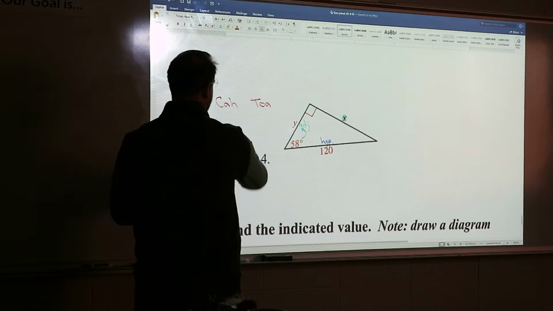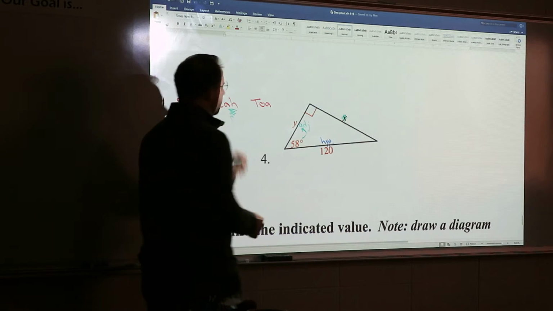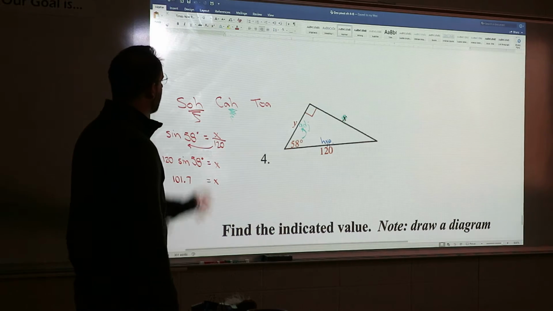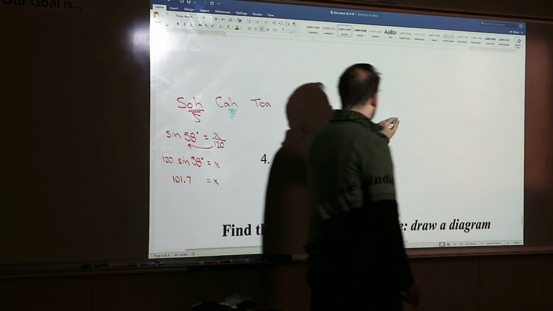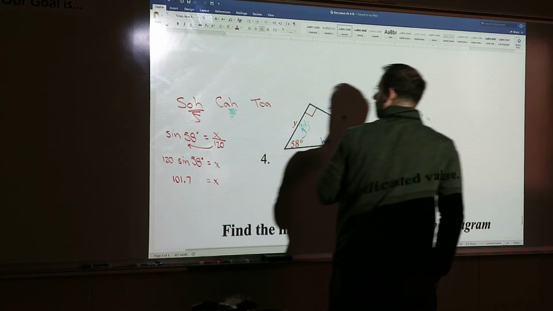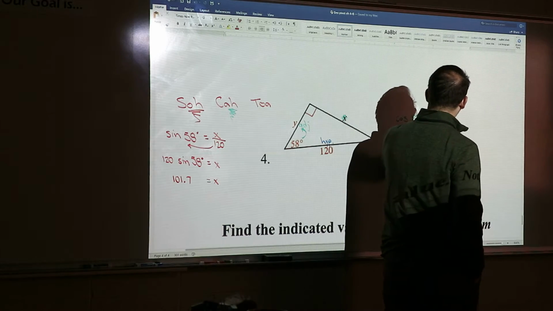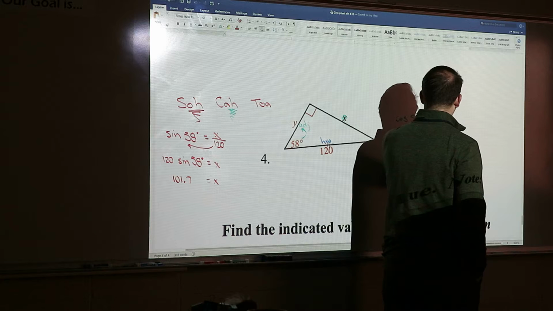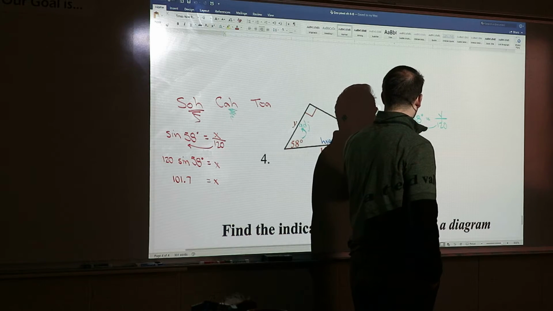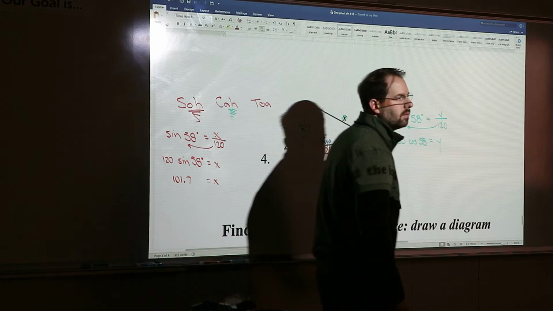Now I'm going to pick out which trig function. If I'm using adjacent and hypotenuse, I have to pick this one, A and H. So that's why I'm going to pick cosine to find the letter y. So cosine of 58 is adjacent over hypotenuse, second letter at the top. So adjacent is y over the 120. And then to solve, I'm going to multiply the 120 across, because it's on the bottom. So 120 cosine 58 will help me find the y.